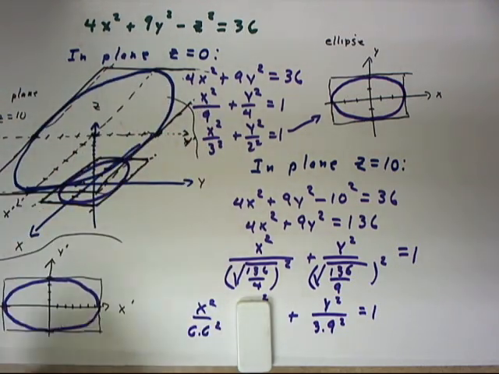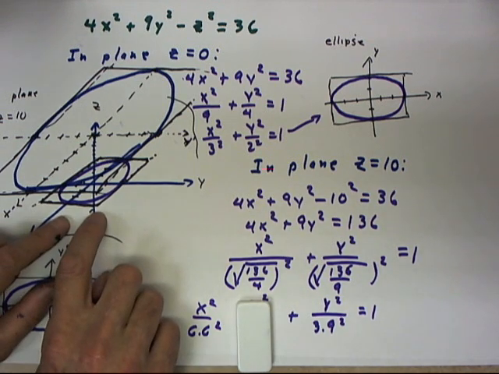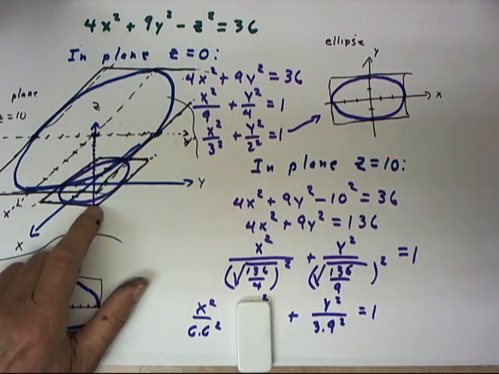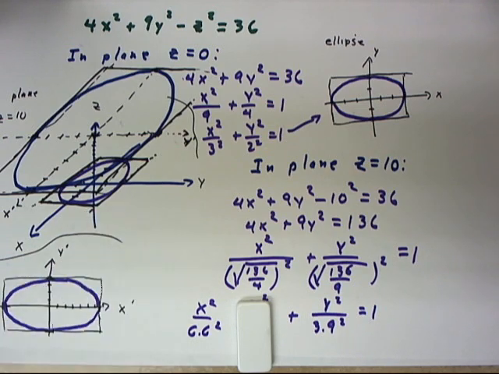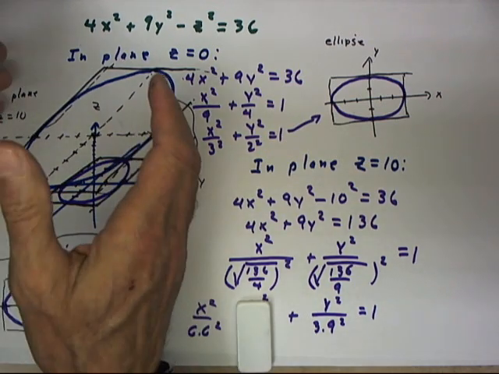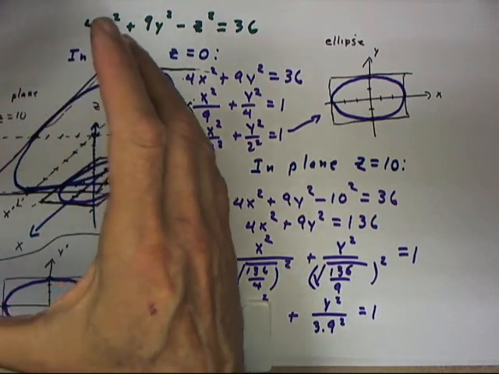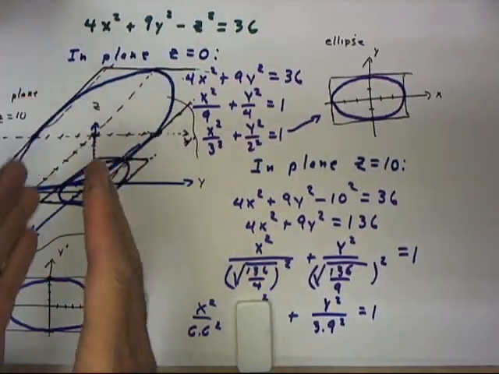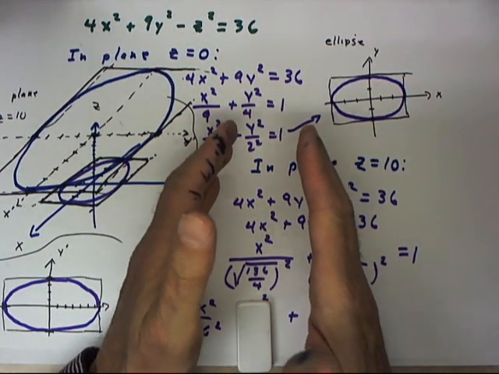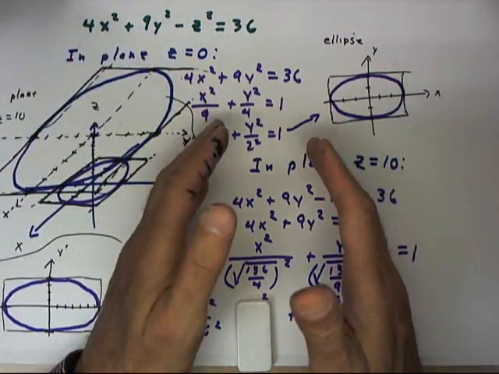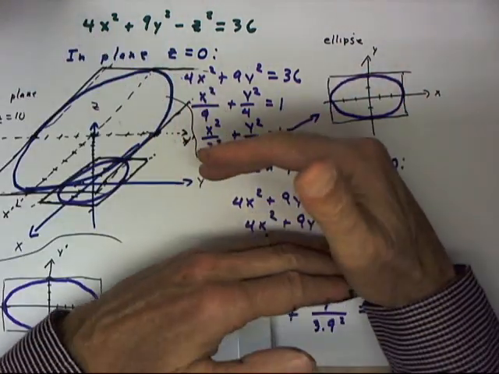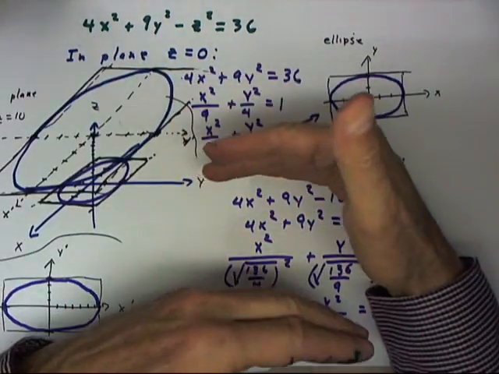What's that going to do to the shape of our surface? We don't want to complicate this picture any more than we already have, but we can visualize higher and higher planes containing bigger and bigger ellipses so that our surface starts down in the xy plane and expands, and in the xz plane starts here and expands.